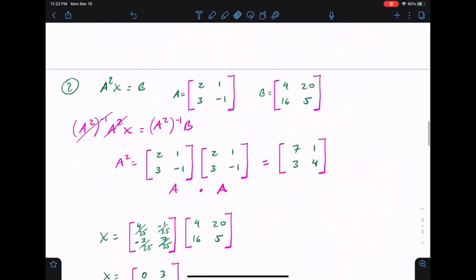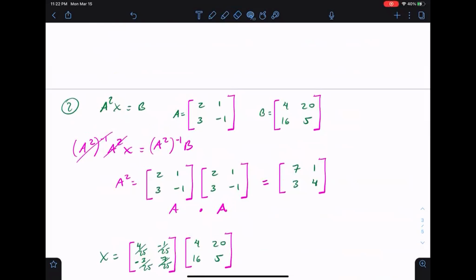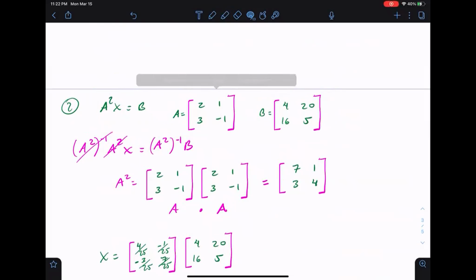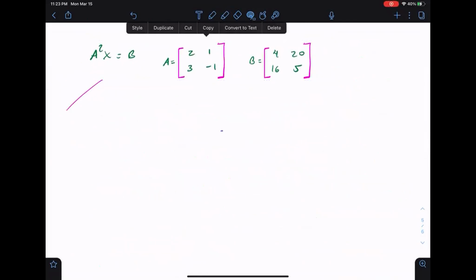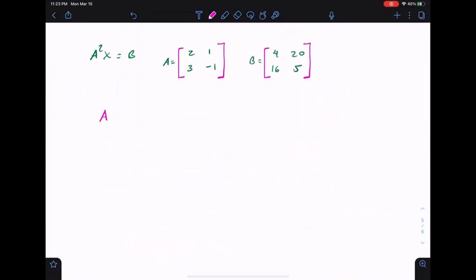Okay, number 2. So here, number 2, they give me this situation, right? So let's compute that somewhere else. Okay, so let's do that here, just for practice. So we have here A squared x equals b, right? So you need to solve for x. So what do I need to do? I need to isolate x, right?